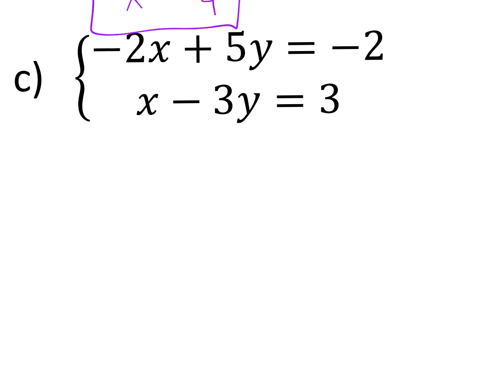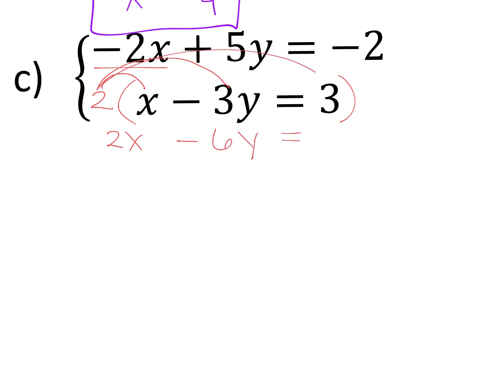2 on the bottom equation. We have a negative 2 here. If I multiply this whole thing by 2, my new equation will be 2x minus 6y equals, don't forget, this is where it always gets forgotten, equals 6. Okay, so now I have that took the place of this equation, and then I'm just going to rewrite this one so that they're right by each other. Negative 2x plus 5y equals negative 2 was my first equation.